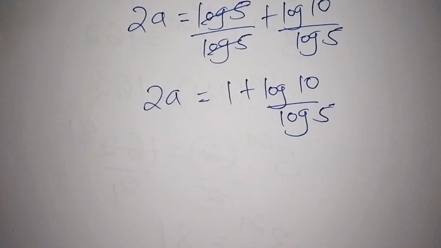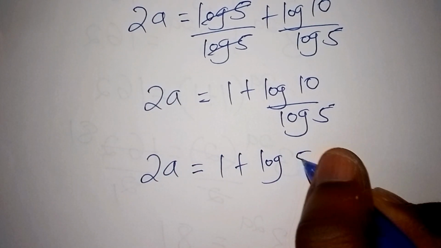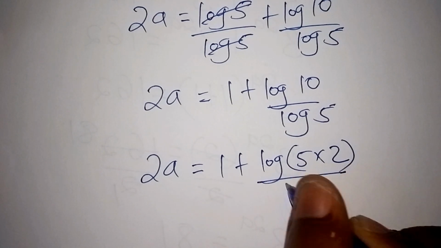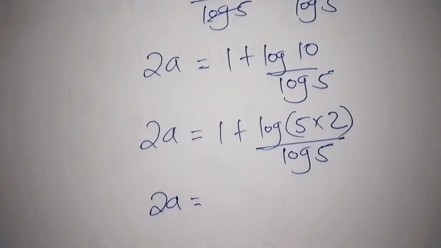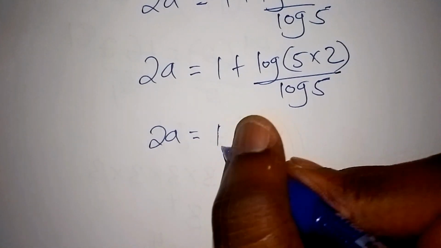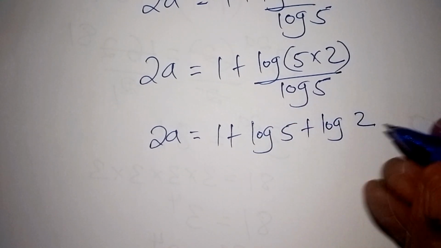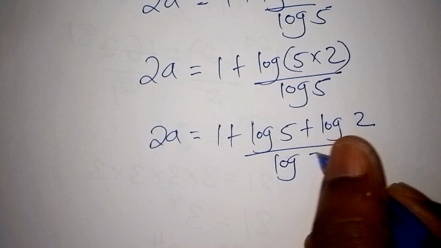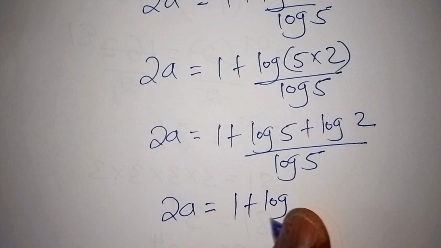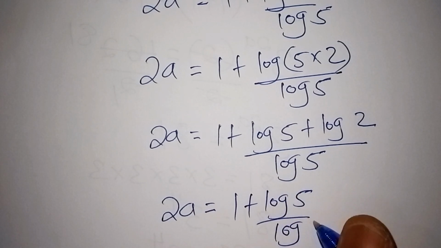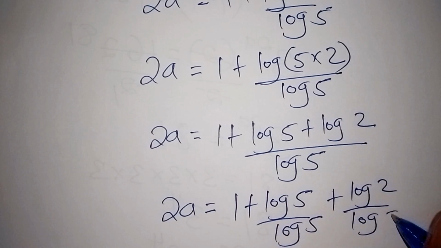So finally, our last step, we shall have 2a is equals to 1 plus, so the log 10 shall be 5 multiplied by 2, all over the log of 5. So here now 2a is equals to 1 plus the log 5 plus the log 2 all over the log of 5. So here 2a is equals to 1 plus the log 5 all over the log of 5, then plus the log 2 all over the log of 5.